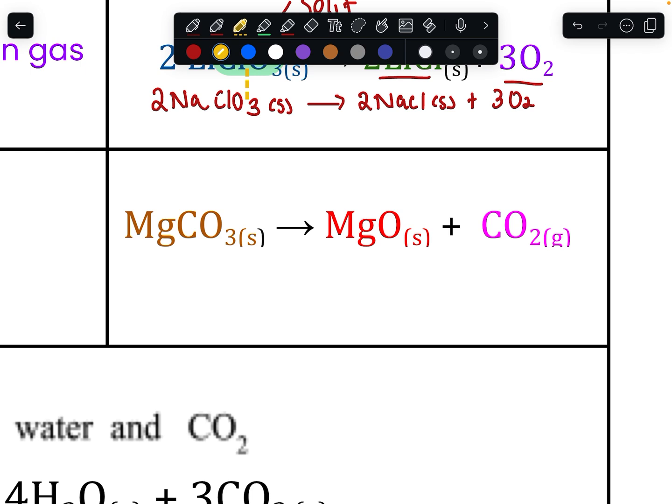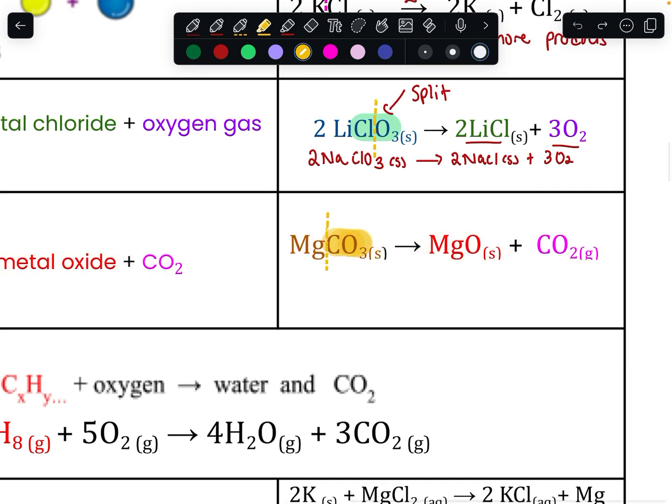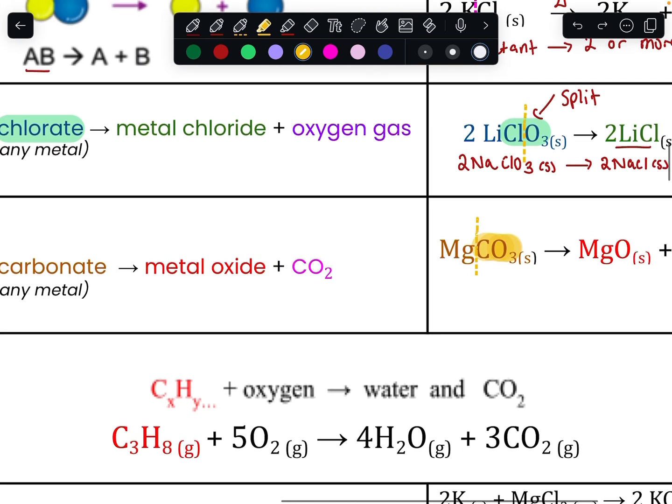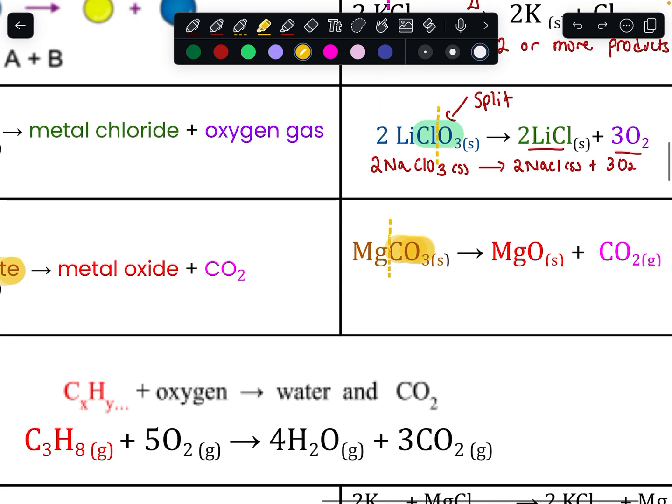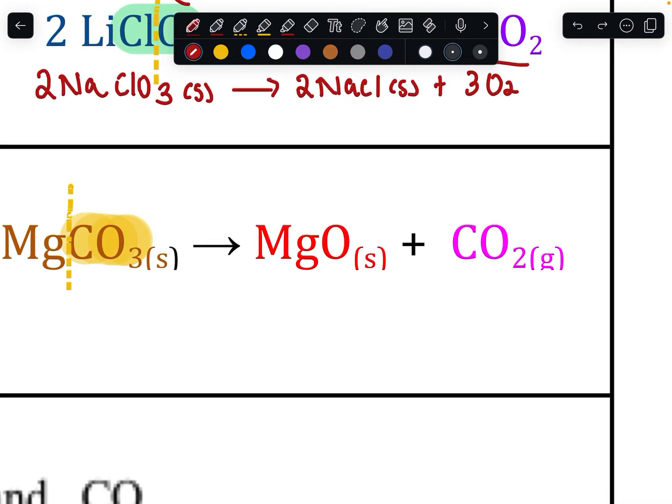So when I look at this, the split happens between the metal and the carbonate anion. That carbonate anion is the CO3 that we're seeing right here. Within that CO3, you can notice there are kind of two parts of it. You can see that we can split CO3 into one oxygen that attaches to the metal here and CO2.